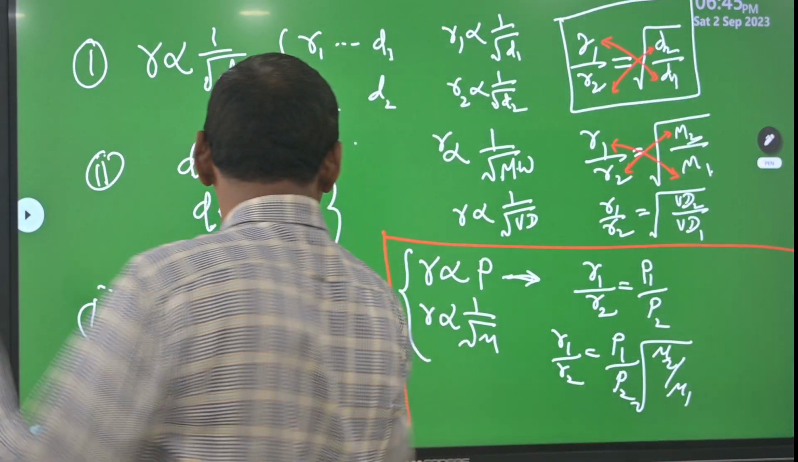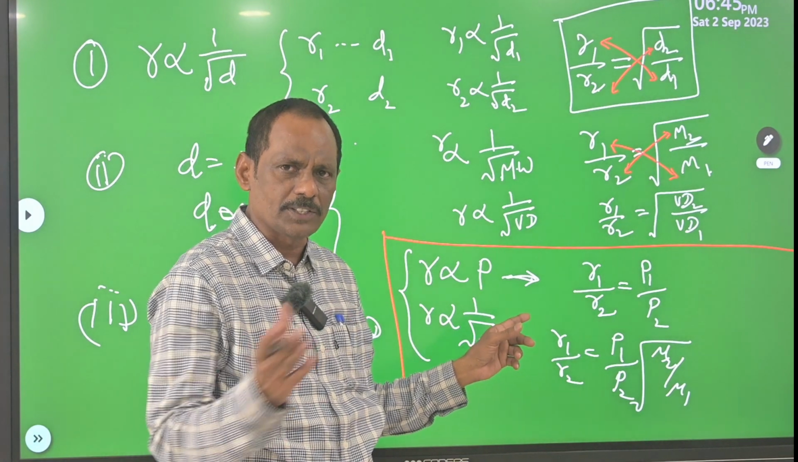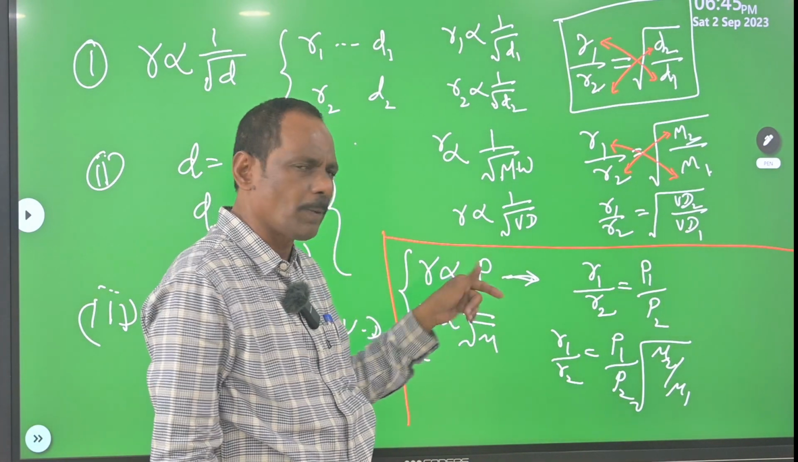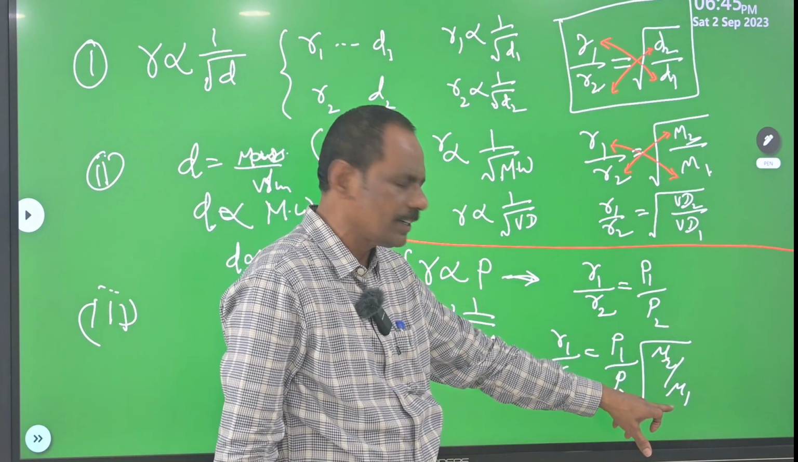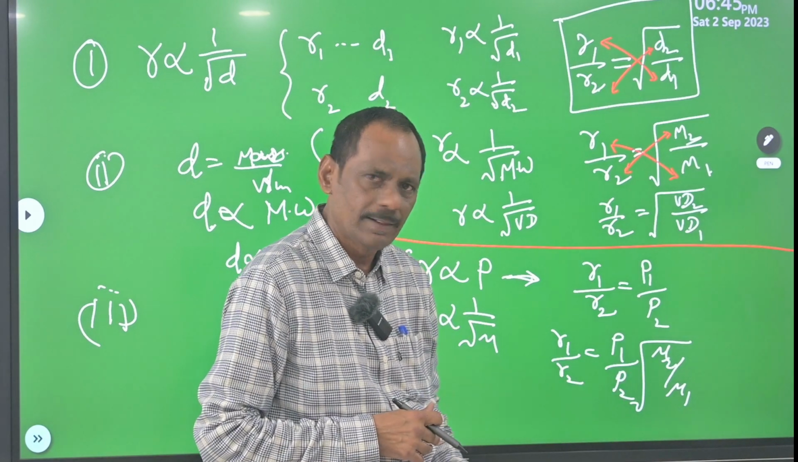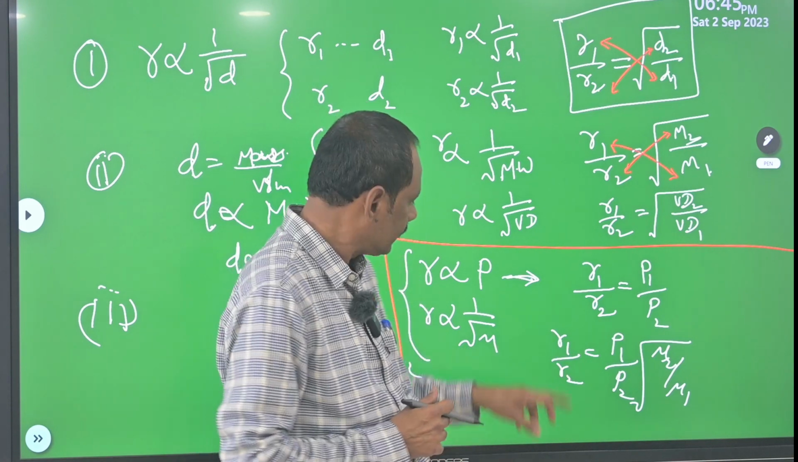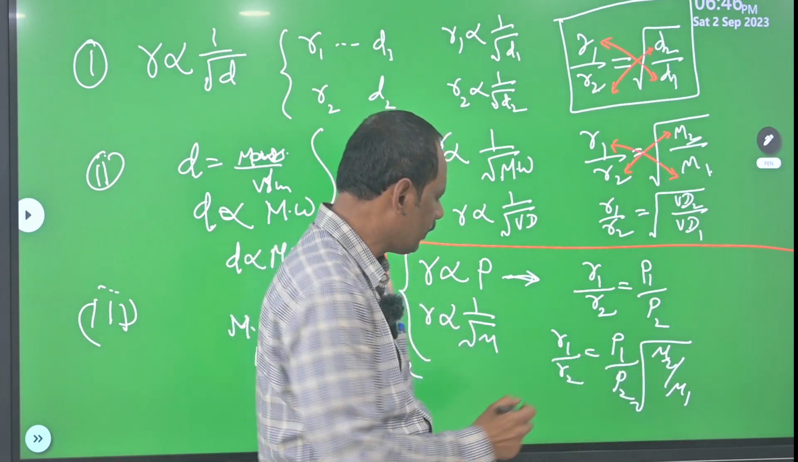Friends, the rate of diffusion is directly proportional to the pressure of the gas, and inversely proportional to the square root of M. If two different gases are taken, meaning they have two different molecular weights, at two different pressures, then R1 by R2 is equal to P1 by P2 into root M2 by M1.